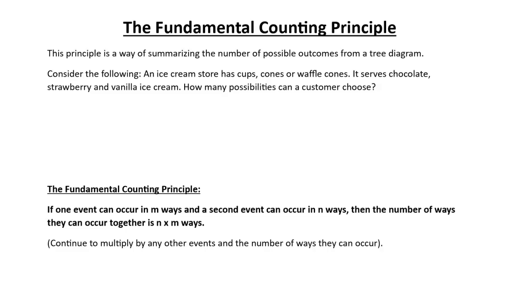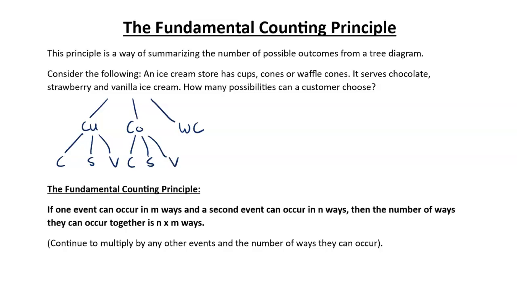It serves chocolate, strawberry, and vanilla ice cream. How many possibilities can a customer choose? Well, if you were to draw a tree diagram of this, the options are cup, cone, or waffle cone. So we'll go cup, we'll go cone, we'll go waffle cone. And then from each of those, we can put chocolate, strawberry, or vanilla in it. So chocolate, strawberry, or vanilla in each of those options. And what you can see from the tree diagram is that there's 9 possibilities.